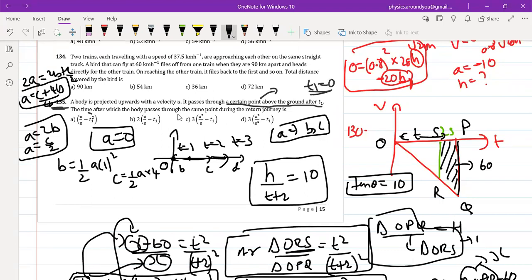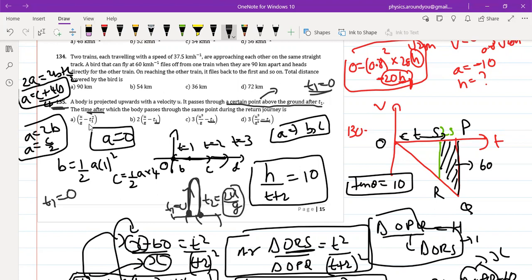Time after which the body passes through the same point during return journey is nothing but, see, it is thrown up at T1 equal to 0. When will it come to the same point, I mean on the ground again? At T2 equal to 2u by g, because 2u by g is the total time of flight of anything which you throw up. So if you put T1 as 0 in the options, you should get the total time, which means 2u by g as the answer.